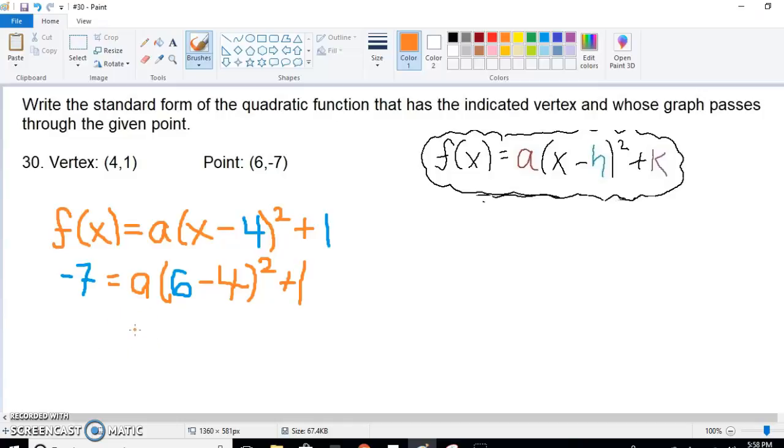But anyways, now that we have those plugged in, we can use order of operations to simplify and work to get a by itself. So, first thing, I think I'm gonna actually sneakily switch over to red.